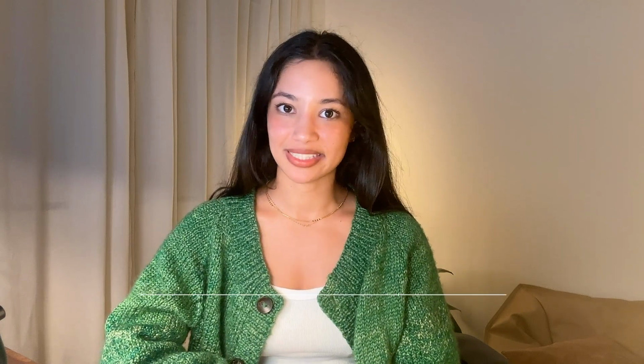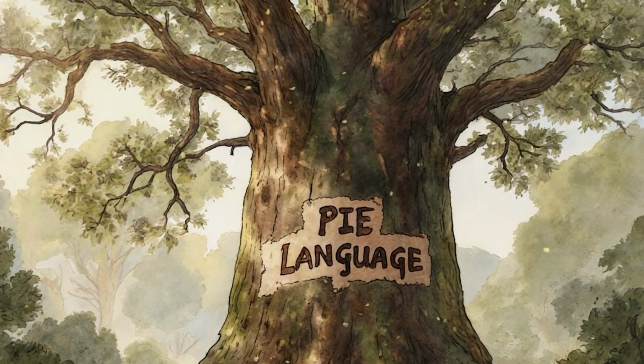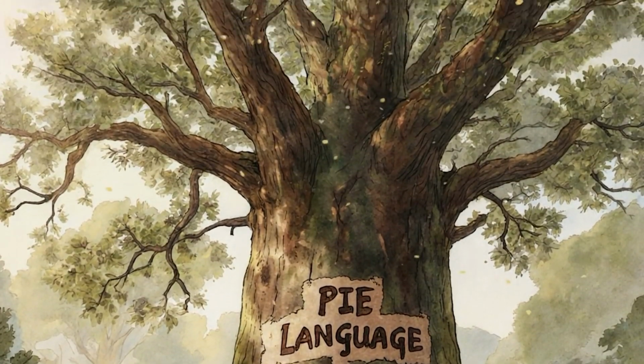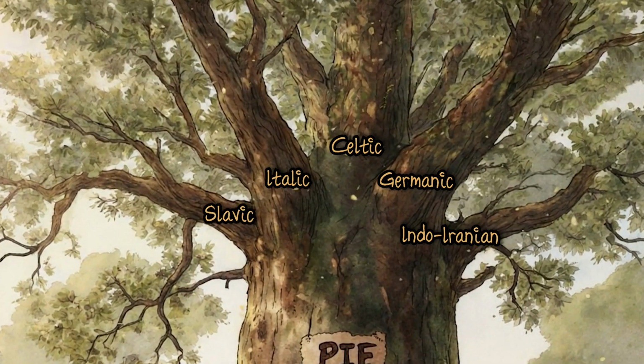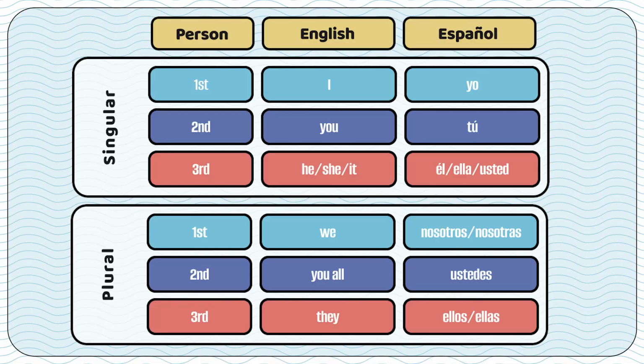To better understand pronouns in Spanish, we need to go 5,000 years back to the PIE language, or the Proto-Indo-European language. Think of the PIE language as the ancient parent of over 400 languages that are spoken today, including Spanish and English. And thanks to this, they both separate pronouns in a very similar way.